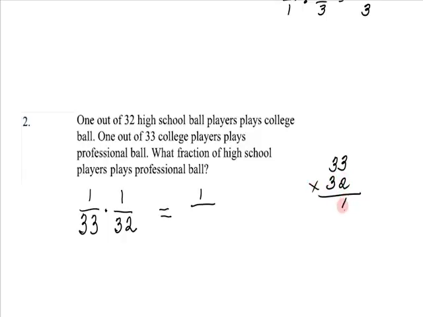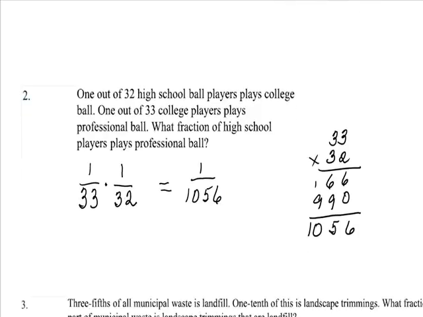2 times 3 is 6. 2 times 3 is 6. Put in your 0. 3 times 3 is 9. 3 times 3 is 9. Multiply for 6. 6 plus 9 is 15. Carry the 1. That means 1,056. That means that of the high school players, 1 out of every 1,056 players might go on to play professional ball. It is not very likely. Let's look at number 3.